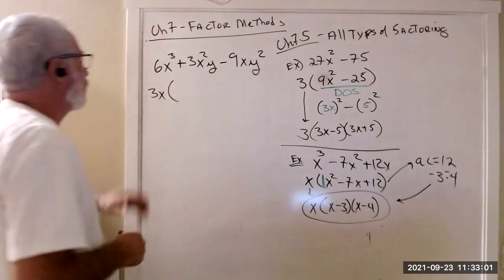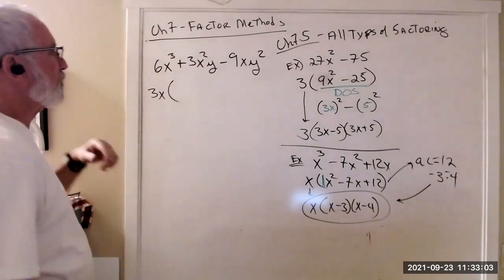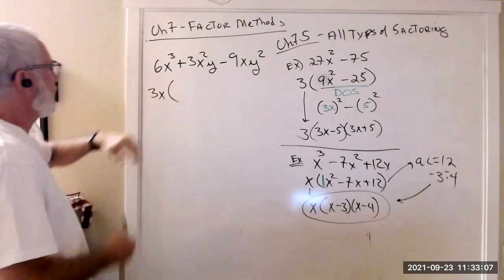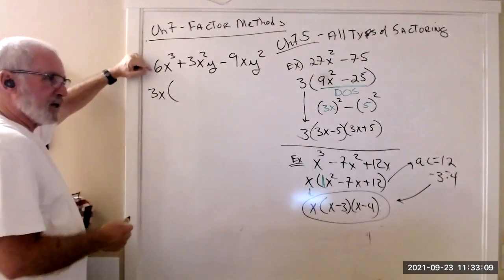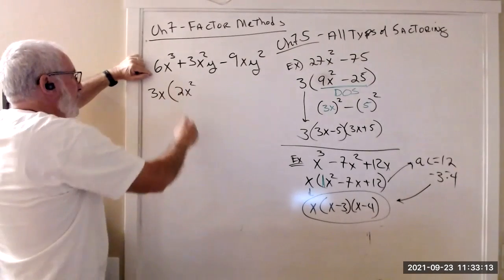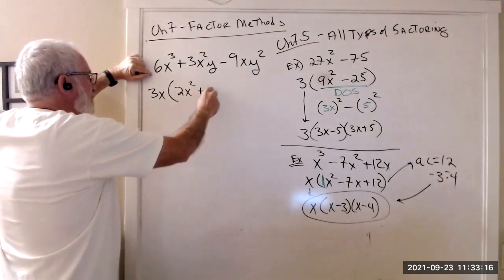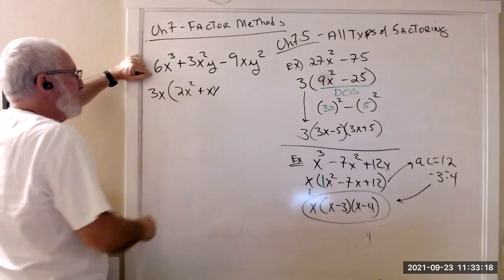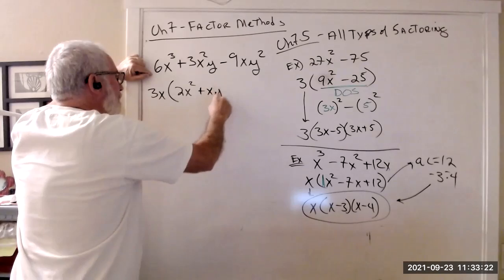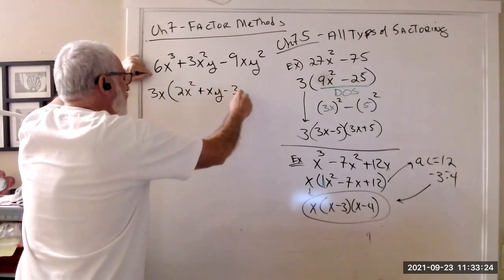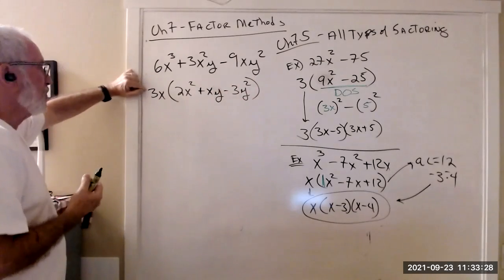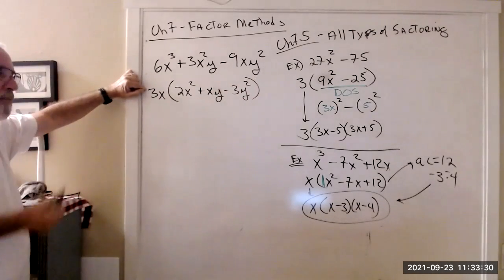Okay, so while the recording was turned off, I gave you guys a hint. I said we could pull out a 3 and an x. Remember, you're technically dividing it out, so that leaves 2x squared plus xy minus 3y squared. Okay, so you pulled out the 3x that they had in common.